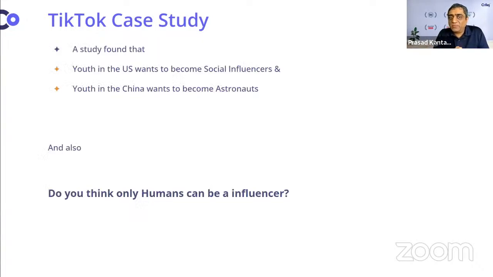I think this finding is really phenomenal, right? Young people in the US want to be social influencers. That is the outcome. This is algorithmically changing our brains. Young people in the US want to be social influencers and marketing guys, whereas the youth in China want to be achievers. I want to be the astronaut. I want to do this. I want to do that.